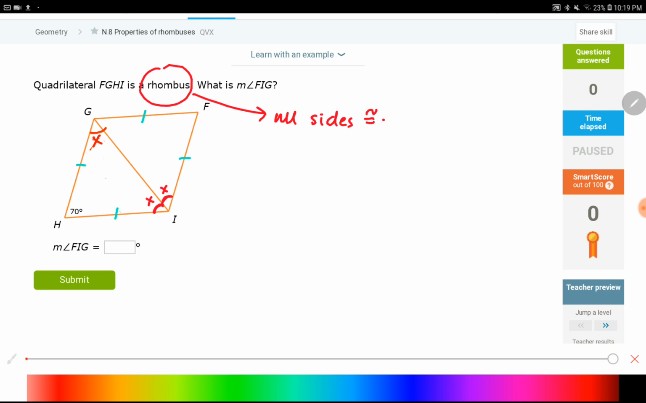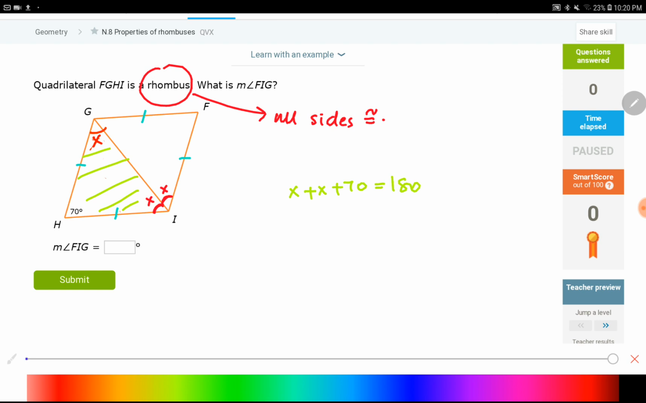So the angles I have so far: in this triangle, I have three angles, one of them is 70, the other two are X and X. The sum of these three, since they belong to a whole triangle, equals 180. I think I just said 360. I'm sorry about that. The sum should be 180 degrees because they belong to a triangle.